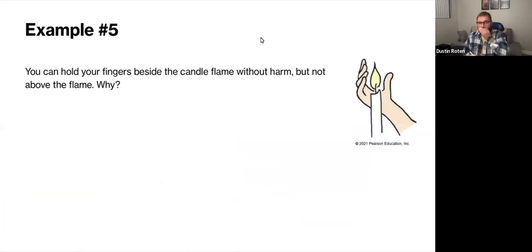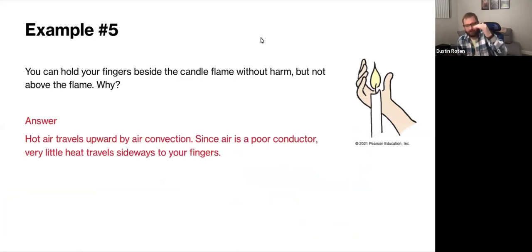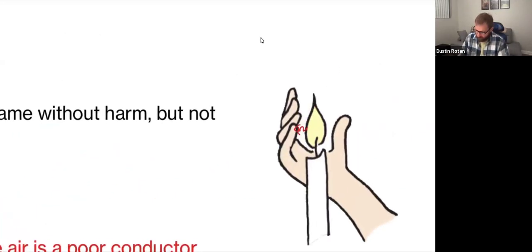So let's think about this example. You hold your fingers beside a candle flame without harm, but not above the flame. That's where you get hurt. So why can you put your hand beside the flame but not above the flame? If you remember, hot air travels upward by air convection. Since air is a poor conductor, very little heat travels sideways to your fingers. So conduction doesn't happen this way.